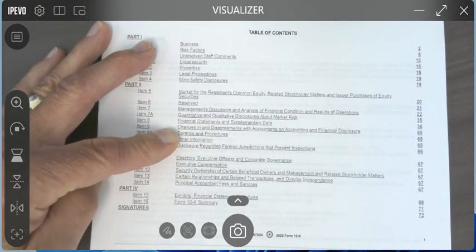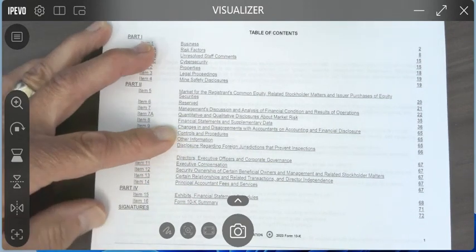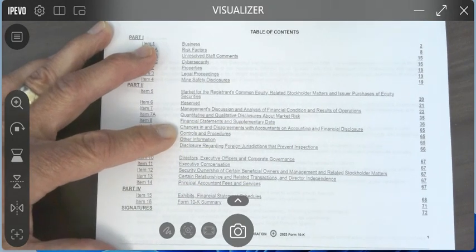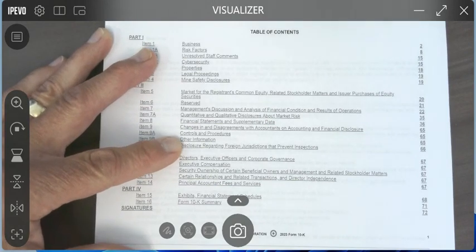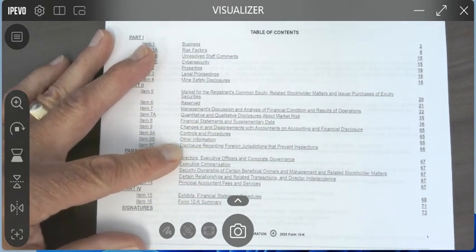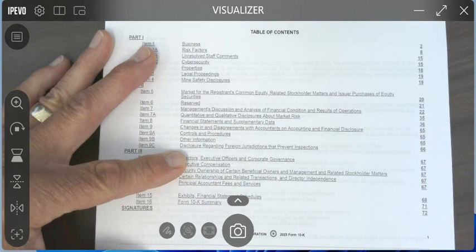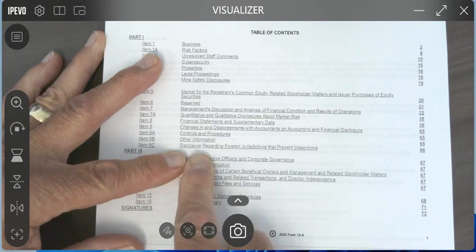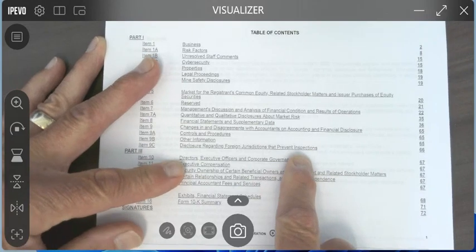Item 9, changes in and disagreements with accountants on accounting and financial disclosure. If there are any, they have to be discussed here so the user understands that the auditor and the company didn't agree on everything. Item 9A is a discussion of the controls and procedures at the company. You'll learn a lot more about that in the Accounting Information Systems class. Item 9B is other information. Item 9C, disclosure regarding foreign jurisdictions that prevent inspections. Are there any foreign subsidiaries in this that the government does not allow the auditors to come in and audit?